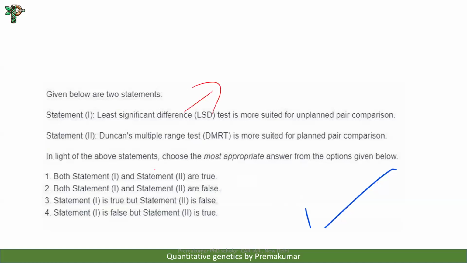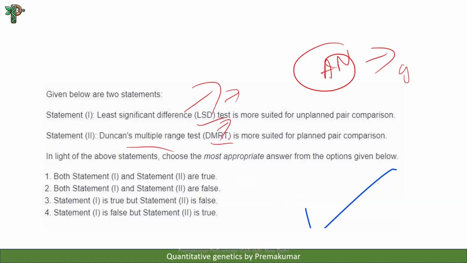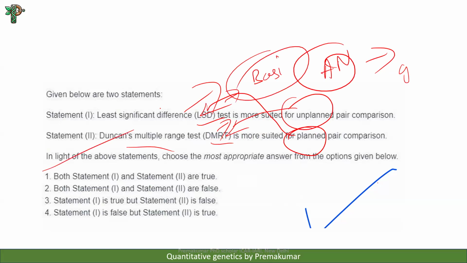This is for statistics. Normally, after doing ANOVA, we go for a significant grouping test, LSD or DMRT. We know what is least significant difference and Duncan's multiple range test. Actually, when we have unplanned comparison, it's better to use DMRT. When we have planned comparison, it's better to use LSD. It's basic statistics. Okay, both statements are wrong.